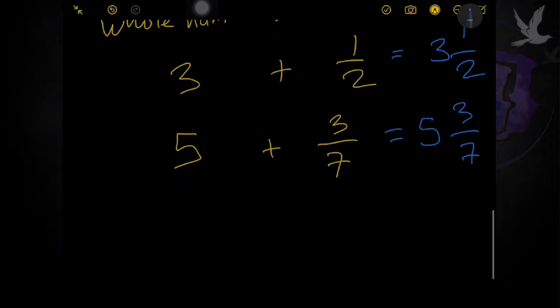Okay, how you read this in this case is you mention the whole number first, so that's 5, and then mention the fraction, 3 over 7.